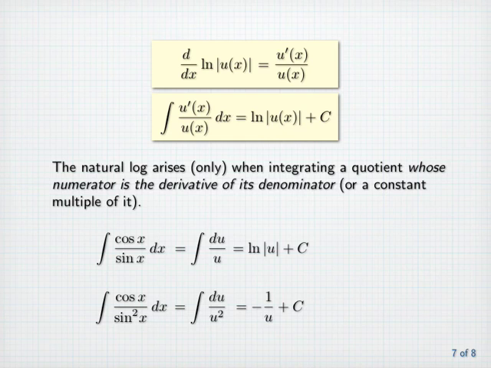Now finishing these off, we have the natural log of the absolute value of sine x plus c, and minus 1 over sine x plus c. Again, notice that in the first integral, the numerator is the derivative of the denominator, and in the second integral, the numerator is not a constant times the derivative of the denominator.